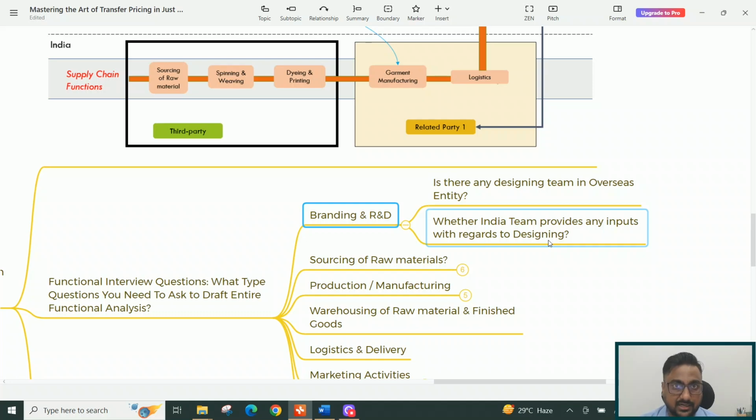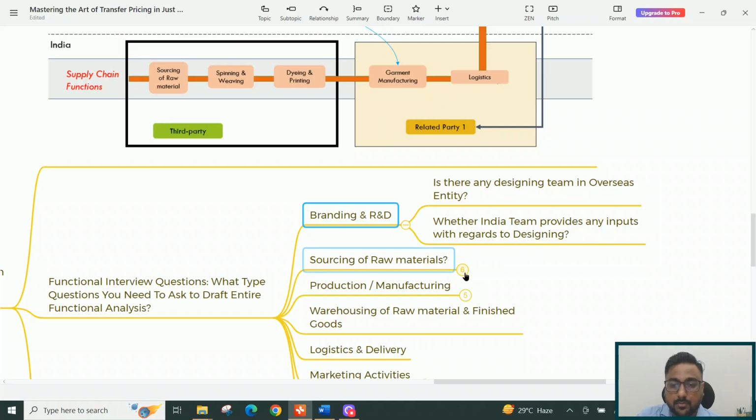Is there any R&D team over there who researches on the market, who understands, who does the data analytics and then appropriately takes the decision for producing this particular type of garments? So these are all questions related to branding and R&D, and who holds the IP, who is the IP owner, that could be one of the questions.